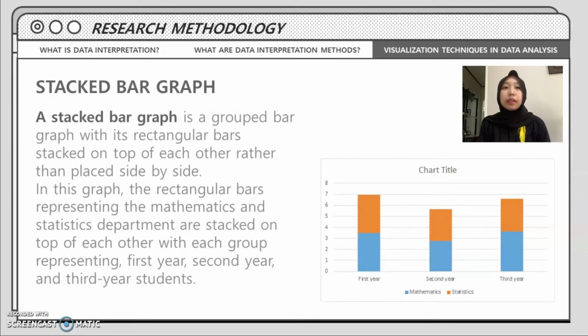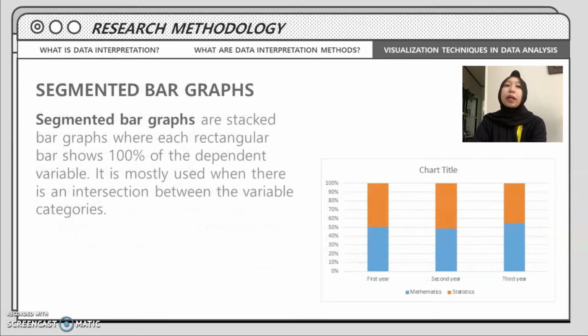In this graph, the rectangular bars representing the mathematics and statistics department are stacked on top of each other, with each representing first year, second year, and third year students. Third, segmented bar graphs. Segmented bar graphs are stacked bar graphs where each rectangular bar shows 100% of the dependent variable. It is mostly used when there is an intersection between the variable categories.